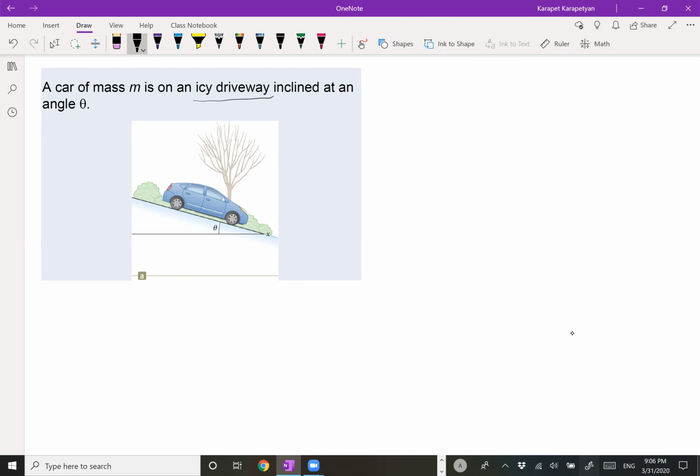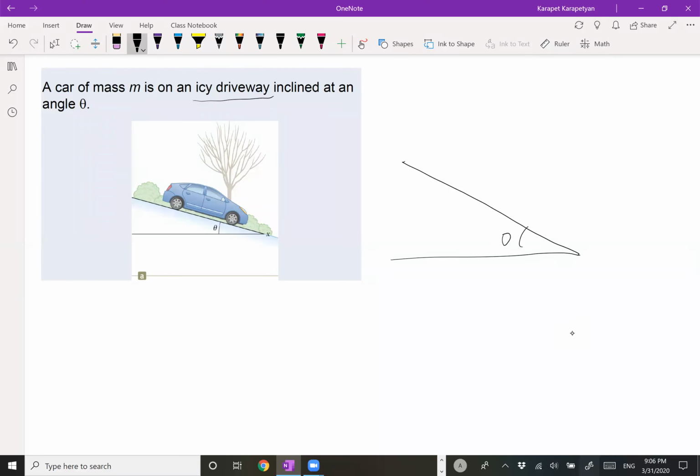So whenever you are given directly a smooth surface or icy driveway and things like that, it means that friction force can be ignored, okay? So in this particular case, we're going to assume that the car, as it's at the top of the incline and there is no friction, will start speeding up down because of the gravitational force pulling it down. All right, so then one thing we can do here is take the car, obviously, as the object of our interest. So let me draw this incline.